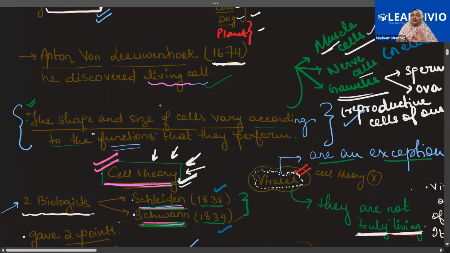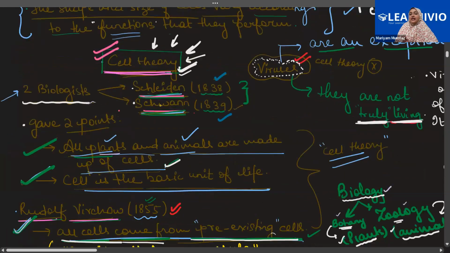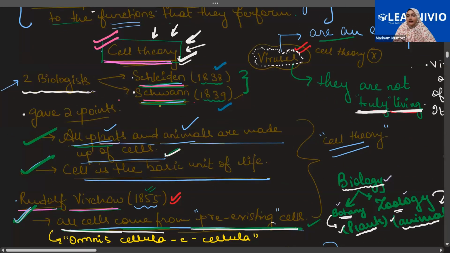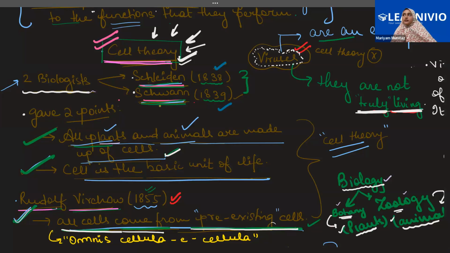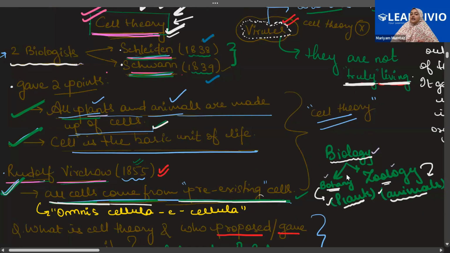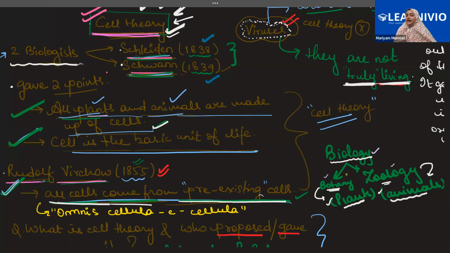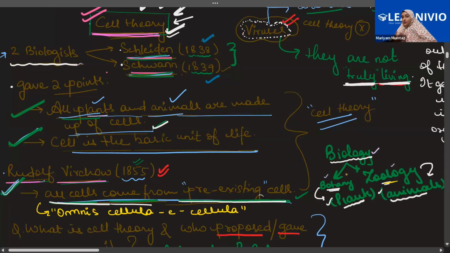Now, after this whole discovery was done, when the dead cell was discovered, and the live cell was discovered, more people started to study the cell. They started to formulate theories about the cell, how the cell would perform and what it would do. Biology has been further subdivided into two types, botany and zoology. Botany is the study of plants, and for the study of animals, we study zoology.